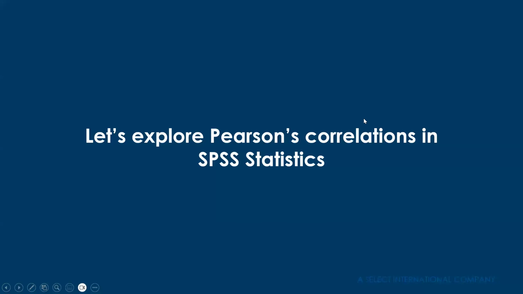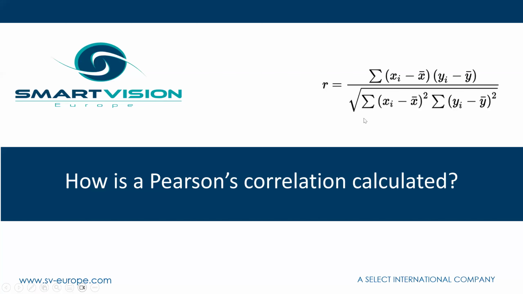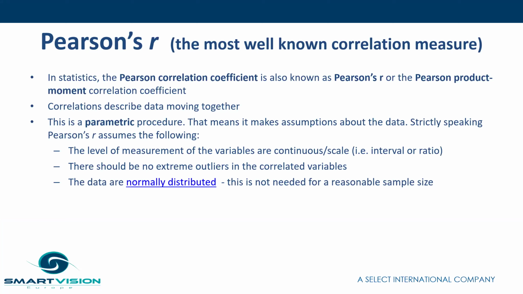Okay, let's explore Pearson's correlation itself. This is the one we've been using. How is it actually calculated? Well, this correlation we're looking at is technically called Pearson's correlation coefficient, or Pearson's product moment correlation. Correlations describe data moving together. That's basically the loosest description of them.